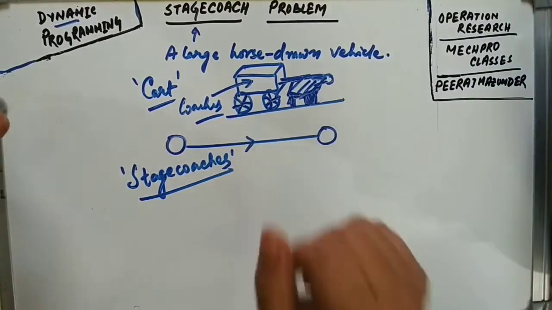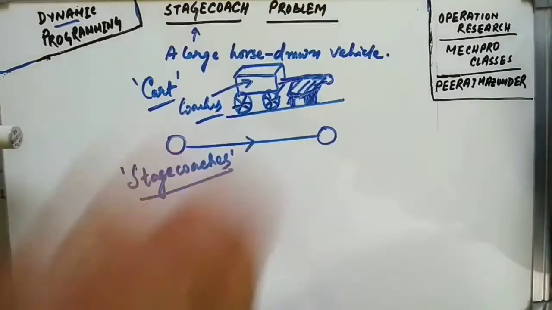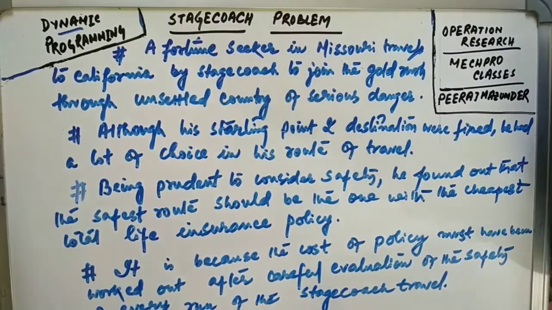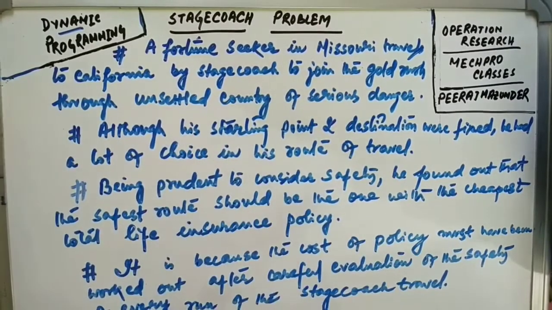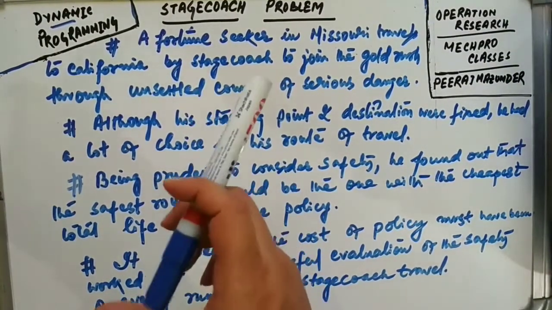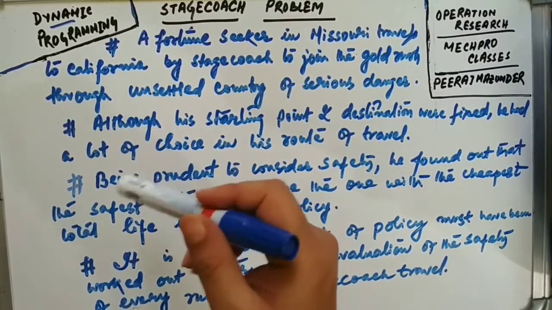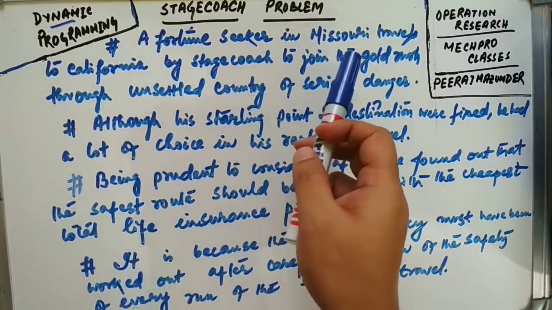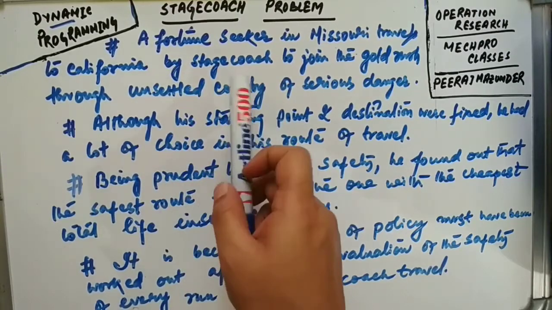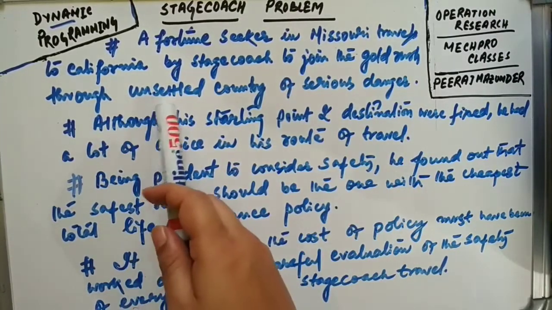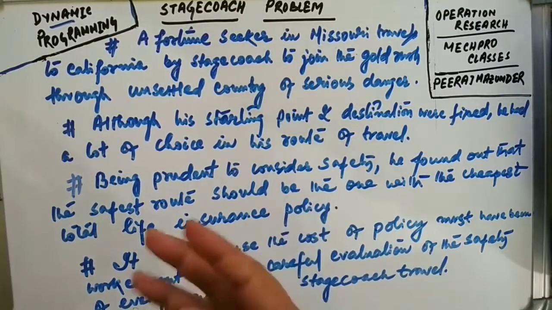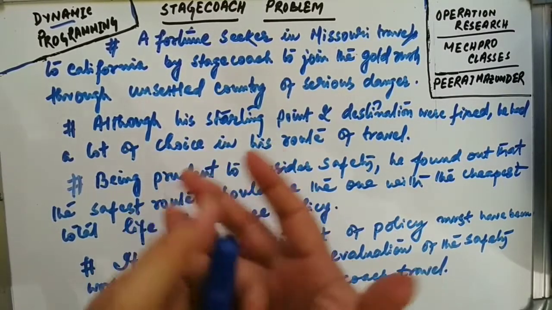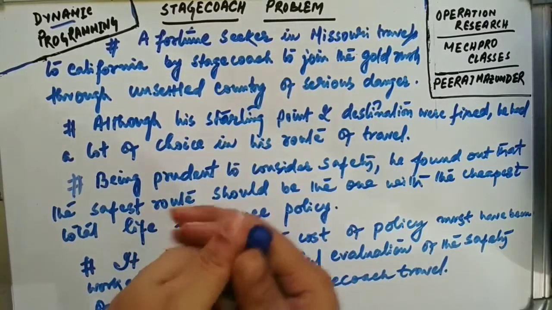Now, where did this particular problem arrive from, the history. The background behind the stagecoach problem goes back somewhere, sometime, a long time ago. A fortune seeker in Missouri travels to California by stagecoach to join the gold rush through unsettled country. Unsettled means where there lies chaos, different conflicts, or security issues, that is, the unsettled country of serious danger.